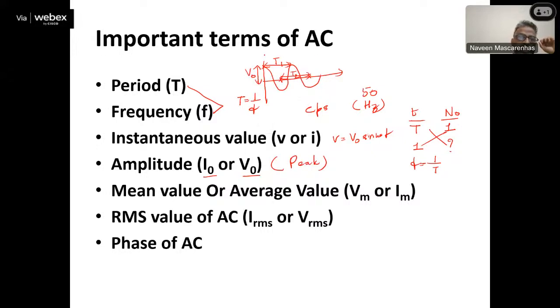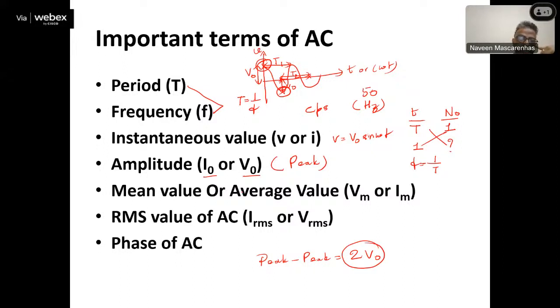Correct? If this y-axis is V, and this is T, let's say, or omega T, whatever. So V naught. If this is V naught, this also is V naught. And from here to here, it is always referred to as the peak to peak value. So there is a relation, I'm writing at the bottom here, peak to peak value. What is peak to peak? Peak to peak is 2 times the peak value. From negative peak to positive peak, or positive peak to negative peak. That's called the peak to peak value.